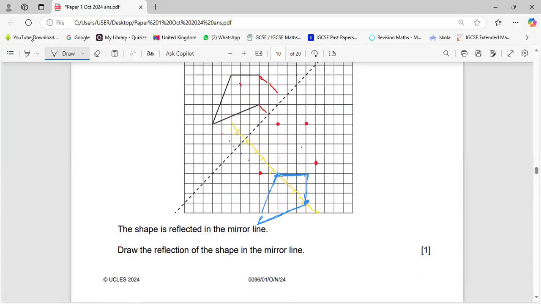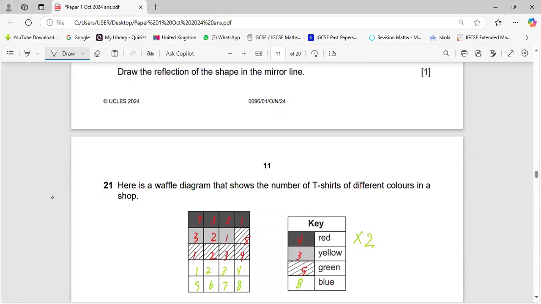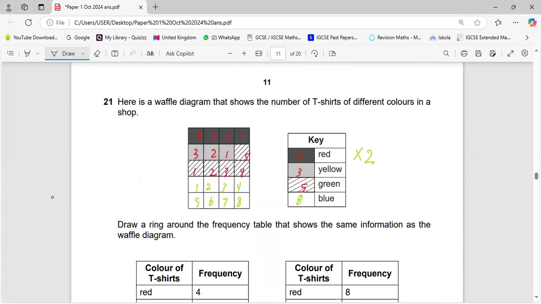The next one, question number 21. Question number 21 is about counting. Here is the waffle diagram. You know the waffle diagram. We just count how many black, how many gray, how many white. Here we speak about red. We counted 4, and yellow.